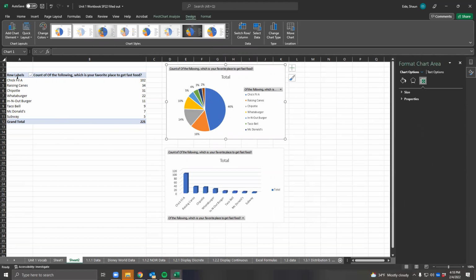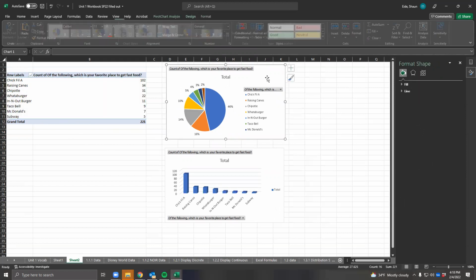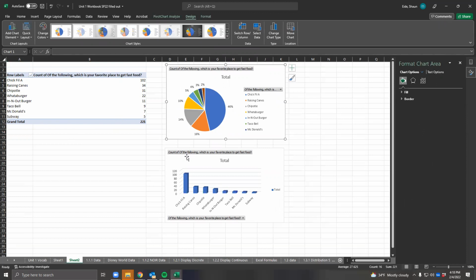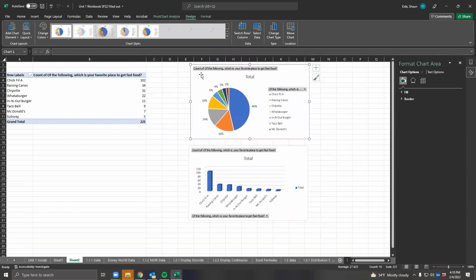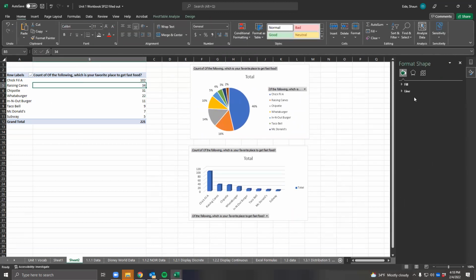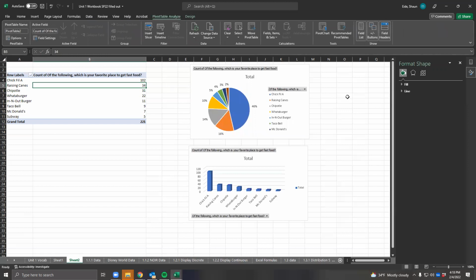I would do these once again. If your purpose is to determine the parts of the whole, you should do this. If the purpose is to compare the frequencies, you should do this one. Now, a relative frequency distribution. So say I come in here and I want a pivot table. Let's see here.